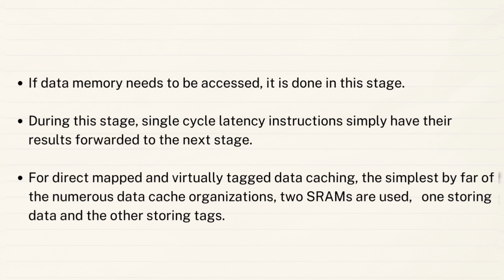so that just one write port to the register file can be used, and it is always available. For direct map virtually tagged data caching, the simplest by far of the numerous data cache organizations, two SRAMs are used, one for storing data and the other for storing tags.